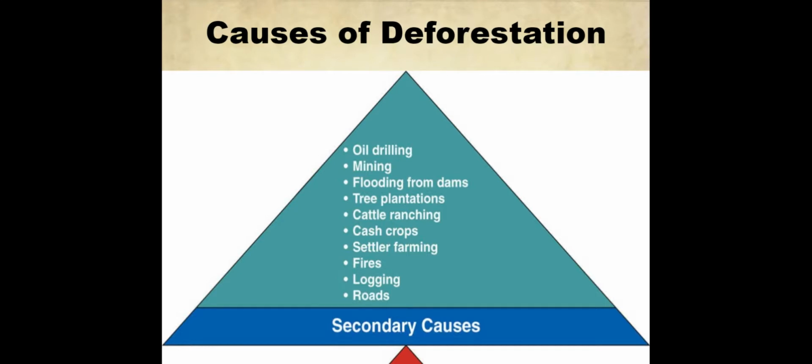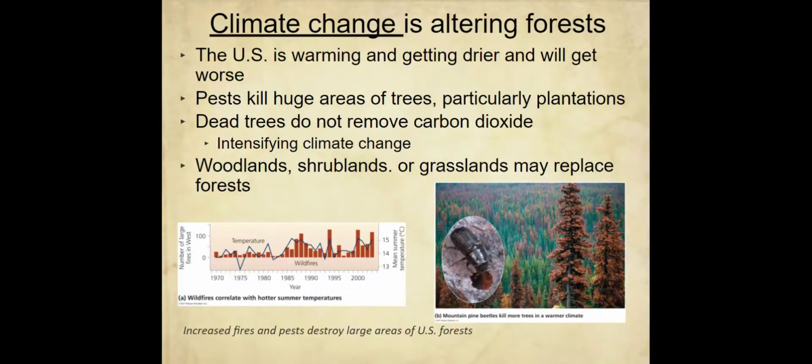The causes of deforestation, these are the secondary causes, but these are the things that are the direct things. Oil drilling, you're taking down trees. Mining, you're taking down trees. Flooding from dams. When you build a dam, this big reservoir forms behind it, and what happens is any forests or trees that were in those areas drown. They're now underwater. Cattle ranching, cash crops, settler farming, you might know it as subsistence agriculture or slash and burn agriculture, where you're basically just kind of farming an area to feed your family. Fires, whether they're set intentionally or not, logging and roads. So these are the secondary causes of deforestation.